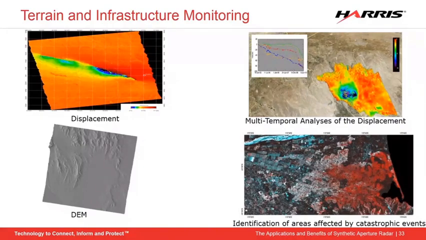low coherence. This example in particular is from before and after the Christchurch earthquake in New Zealand. And the areas in red have very low coherence, which is actually due to liquefaction that occurred in the city, causing quite a bit of infrastructure destruction.